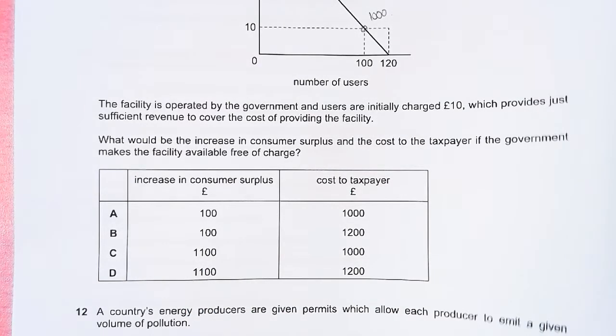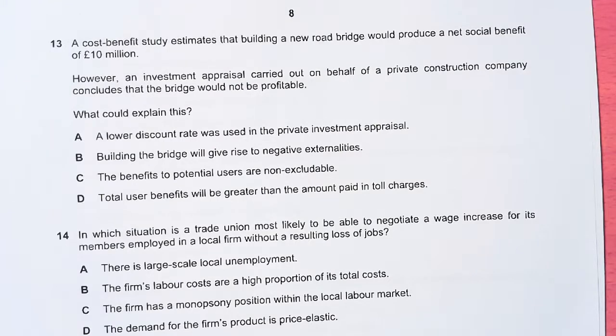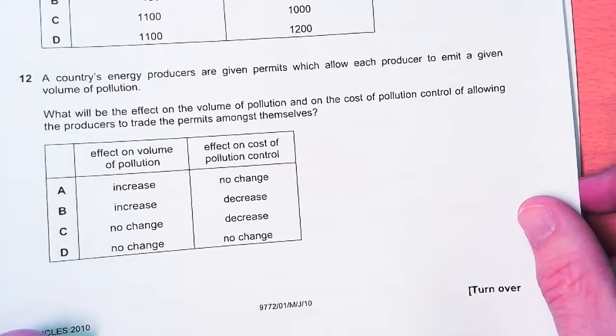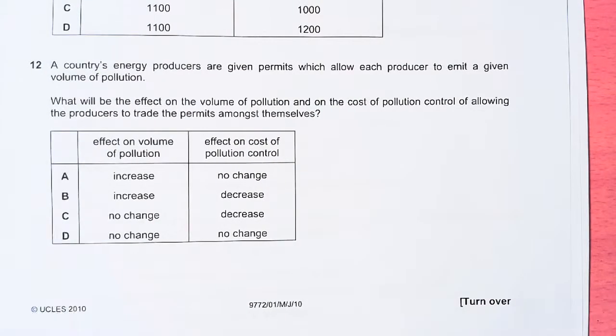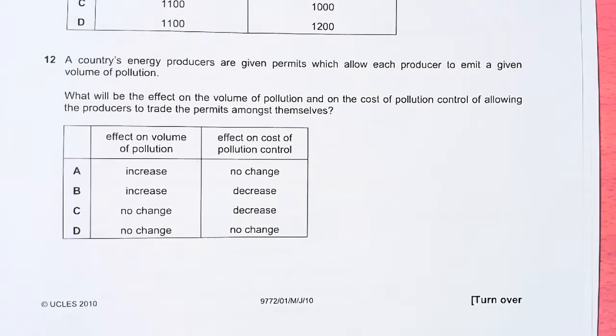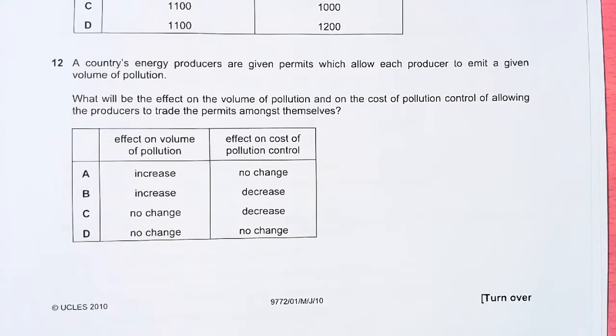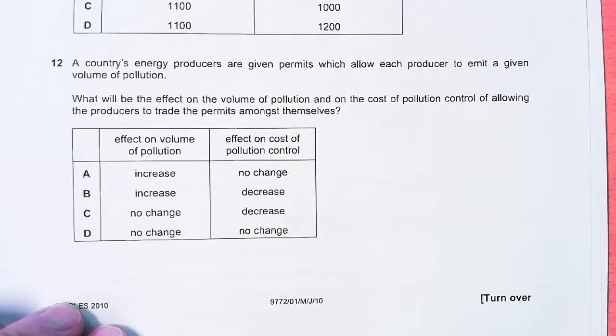Okay, right, number 12. Oh, sorry, I've skipped a page there. Okay, number 12. A country's energy producers are given permits which allow each producer to emit a given volume of pollution. What will be the effect on the volume of pollution and on the cost of pollution control of allowing the producers to trade the permits amongst themselves?